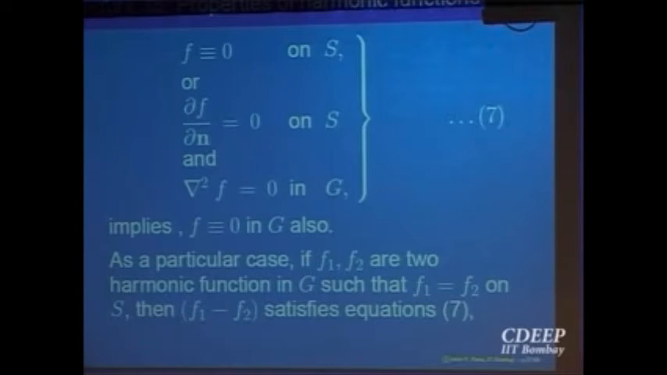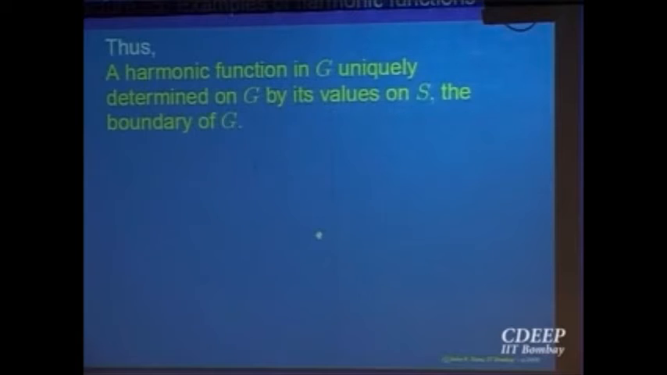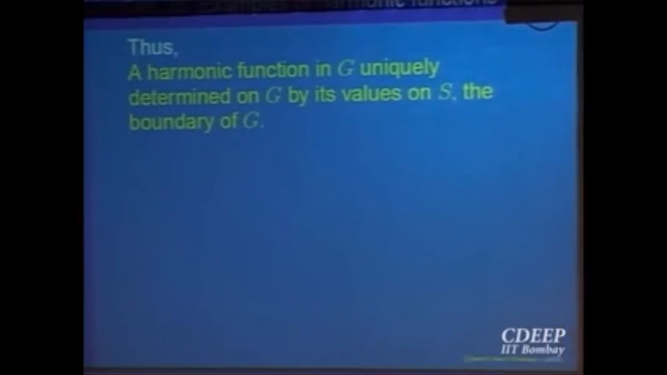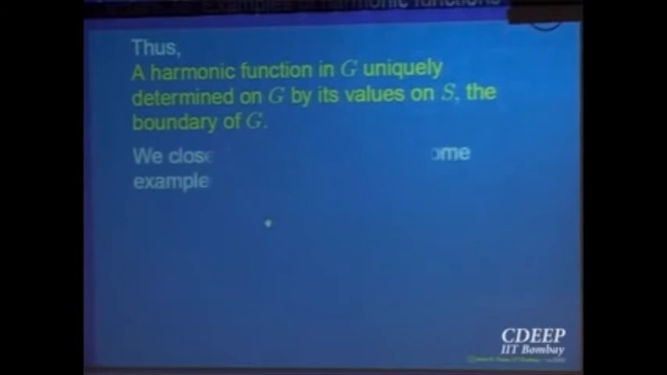So essentially it says a harmonic function is uniquely determined by its values on the boundary. You can say it indirectly this way: a harmonic function is uniquely determined by the values on the boundary of a region. If it is harmonic inside a region G, and you know its values on the boundary, then you know it everywhere. It is uniquely determined by that. So that is what the application of Green's identities says about harmonic functions.